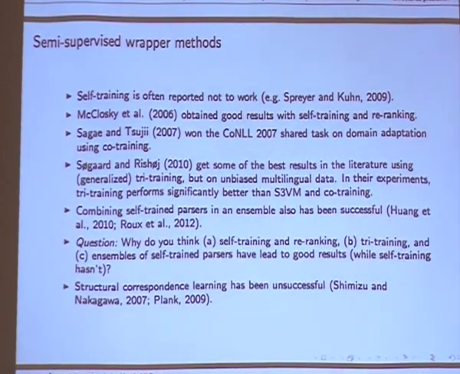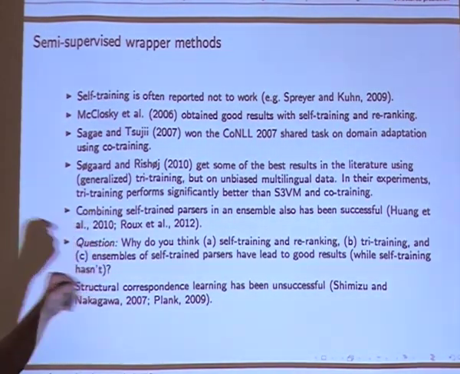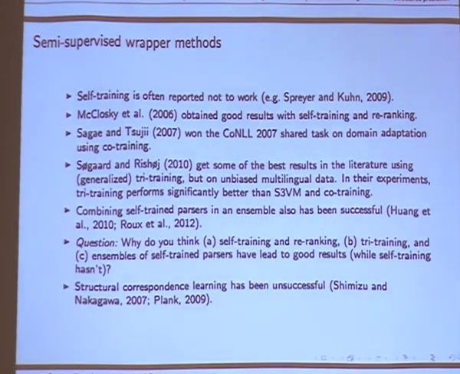The CoNLL 2007 shared task on domain adaptation was probably the point where people started to talk about domain adaptation and parsing. It was won by Sagae and Tsujii. They used a very simple form of co-training. We've done some work with tri-training, but that has not been on biased data. That's been on in-domain data. But there, I think I have a results table in a second.